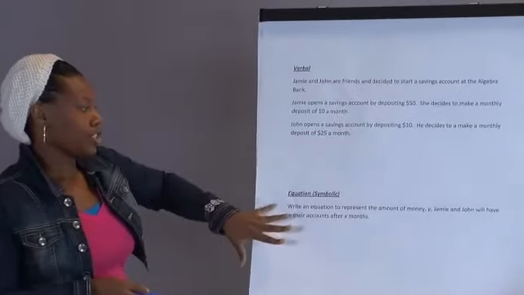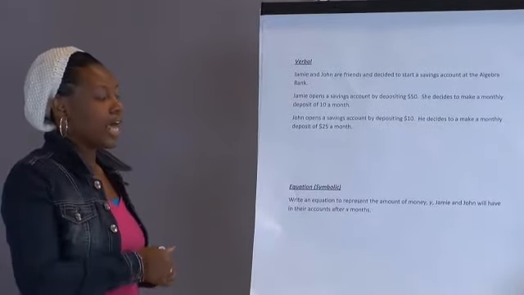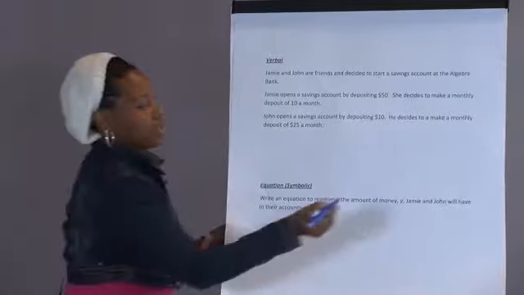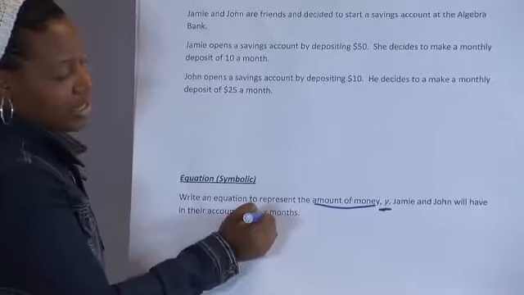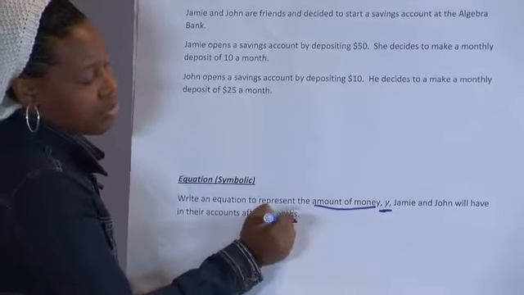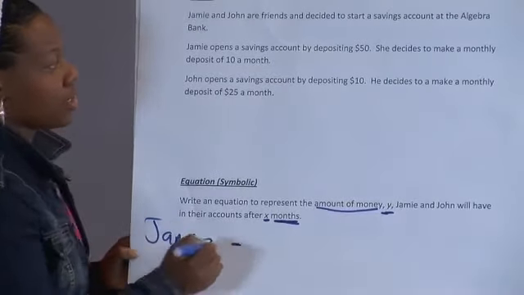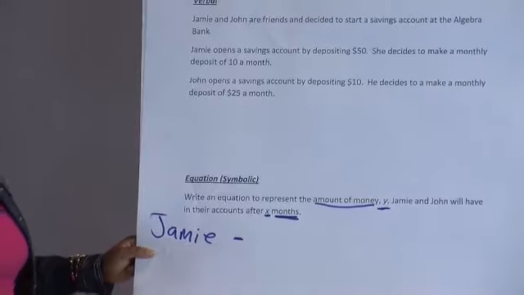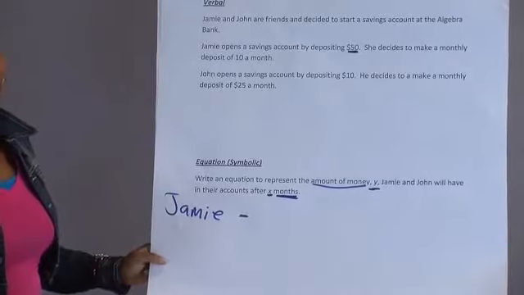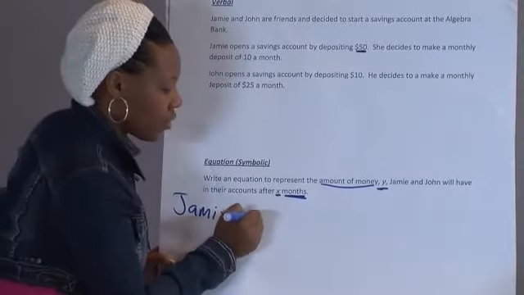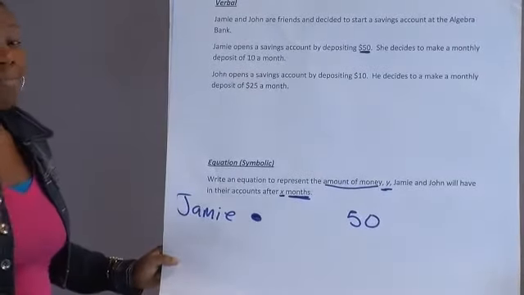Let's get down to the equation. Let's write an equation to represent the amount of money Y Jamie and John will have in their accounts after X months. So Y is the amount of money in the accounts. X is the number of months. Okay? Let's start with Jamie. What's going on with Jamie? Jamie starts out by opening an account with $50. Remember, y-intercept is where it all begins. Okay? So she starts out with $50.